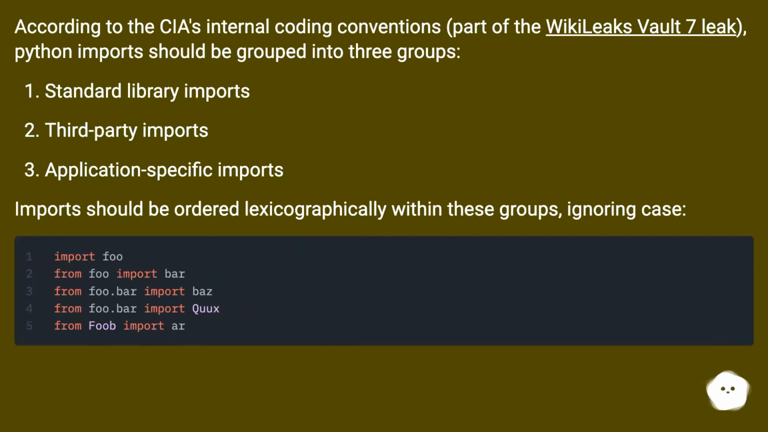According to the CIA's internal coding conventions, part of the WikiLeaks Vault 7 leak, Python imports should be grouped into 3 groups: standard library imports, third-party imports, application-specific imports. Imports should be ordered lexicographically within these groups, ignoring case.